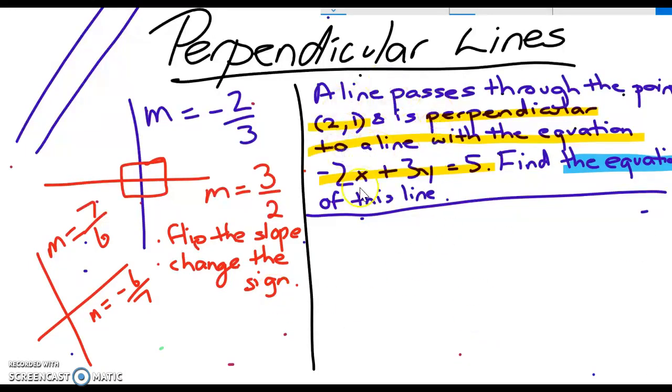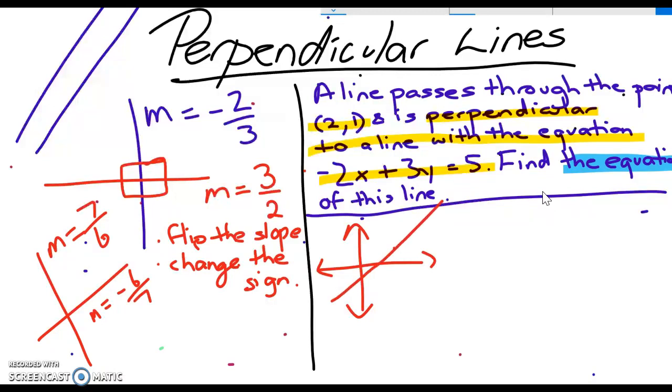Now, if we're doing problems like this: a line passes through the point (2, 1) and is perpendicular to a line with the equation -2x plus 3y equals 5. Find the equation of this line. The first thing with questions like this is that it's always easy and a great idea to draw a diagram. So we're going to put the point (2, 1). It doesn't have to be exact. And I'm going to plot a line going through it.